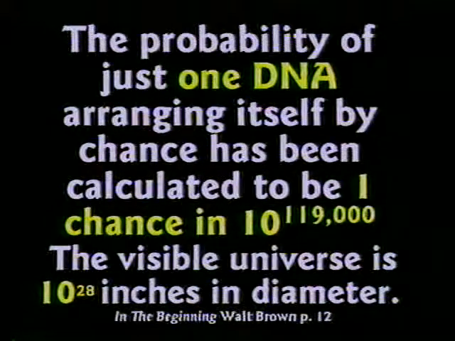That's a huge number. 10 to the 29th would be 10 times bigger than that. 10 to the 30th is 10 times bigger than that. 10 to the 119,000th is real big. So that's the odds that these people are gambling on, that a DNA could happen by chance. I tell people, look, if you want to believe that, that's perfectly fine. I don't care what you believe.